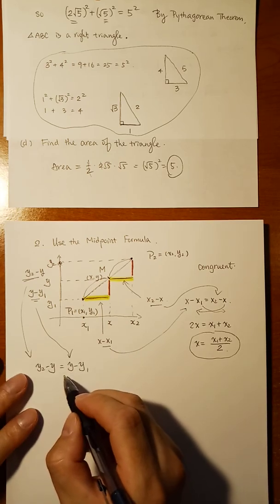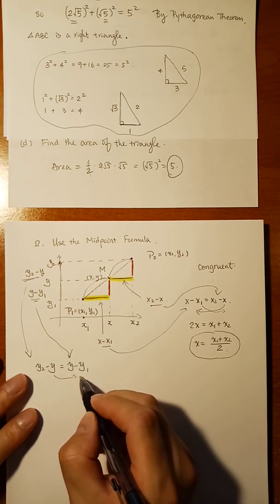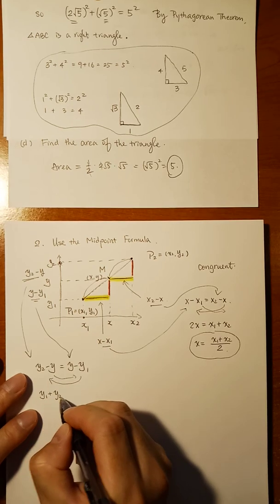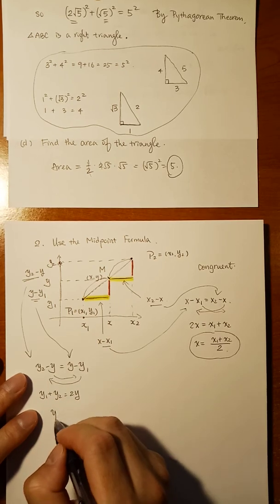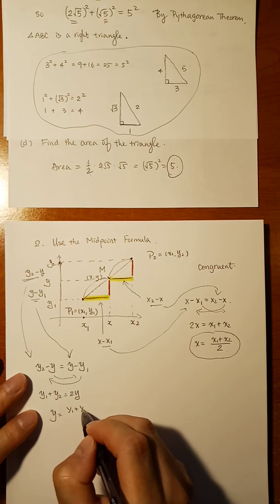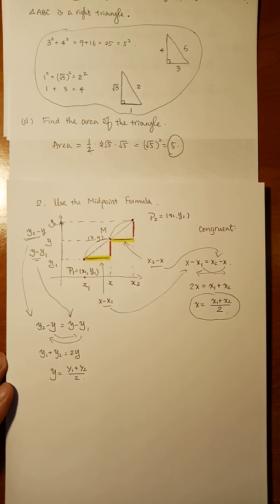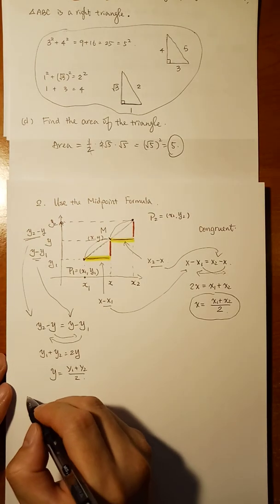And from here you are going to move this y to the right side and y1 to the left side. So y1 plus y2 is equal to 2y. So y is y1 plus y2 over 2. So this is our midpoint formula.